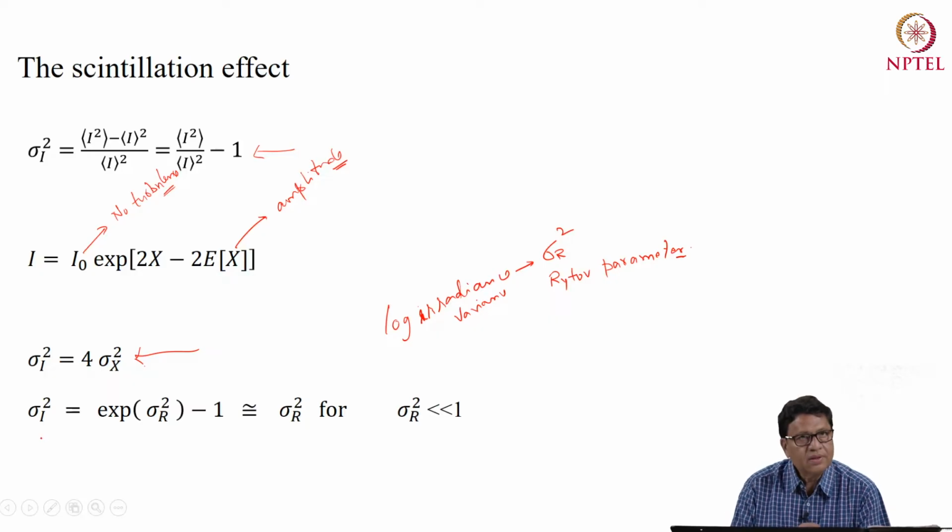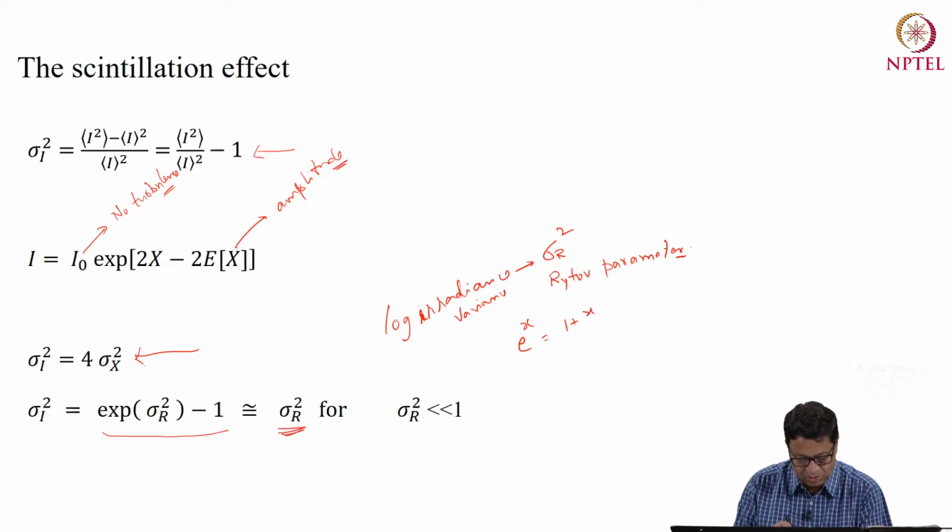So the scintillation index can also be written in terms of log irradiance variance, and this is generally given by exponential of sigma r square minus 1. And if this value is small, this can be equated to sigma r square, because if you have e raised to power x, and if x is small, this can be written as 1 plus x. So this will be equivalent to sigma r square for low values of the Rytov parameter, and this is actually the weak turbulence effect.